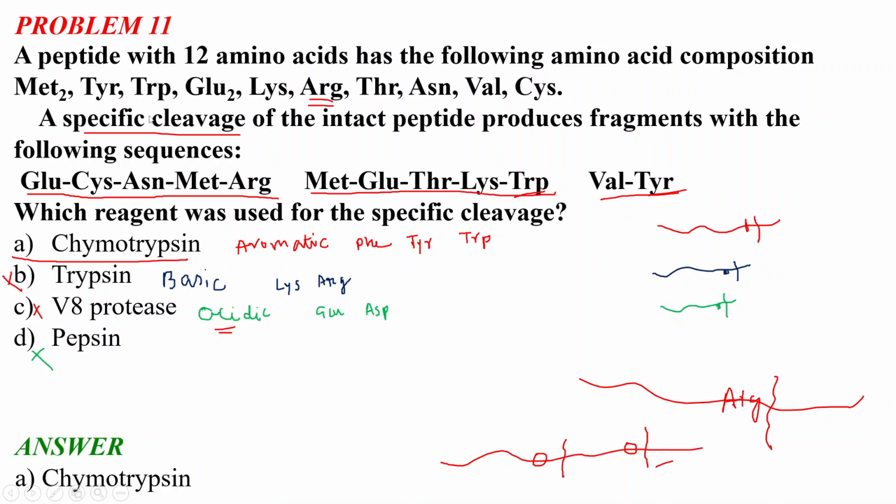So, for answering this kind of question, you need to remember specifically what these enzymes do, what chymotrypsin does, what trypsin does, and what V8 protease does, and then carefully look at the fragments and verify each and every option using each and every enzyme, to see which is most likely to be the answer. So, this was the last question of today's session.